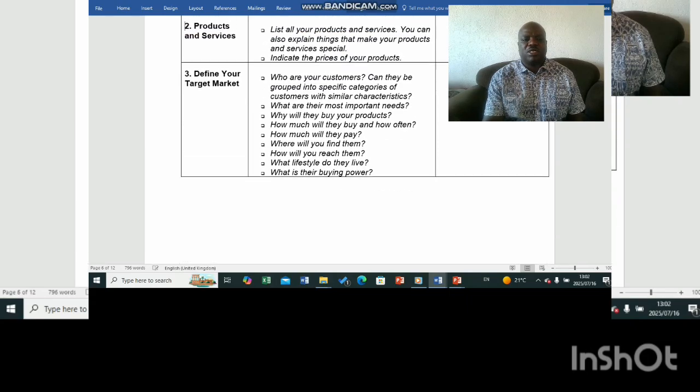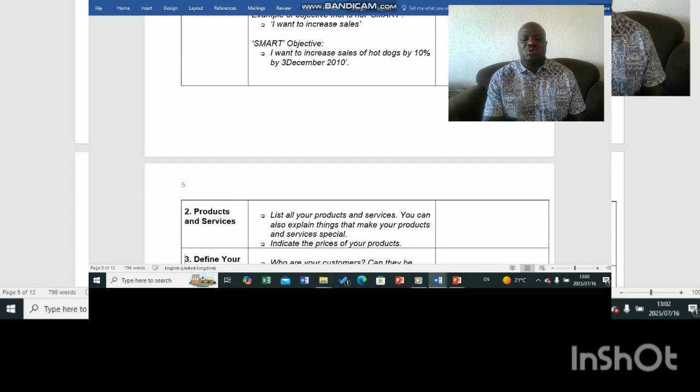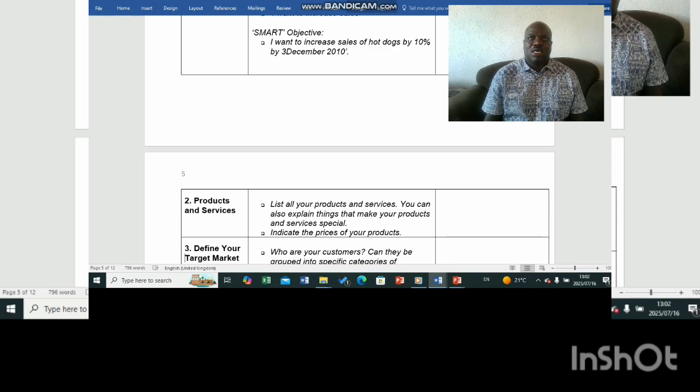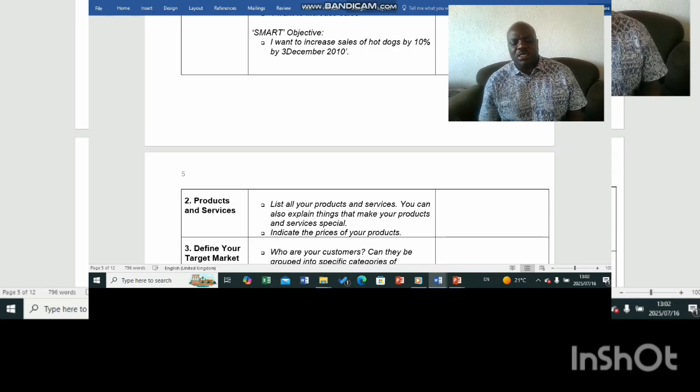It's very specific. Now, you also have to list your products and services. In listing your products and services, it's important to explain the unique selling proposition. What will make you different? What will cause customers to choose you instead of choosing your competitors? You can also indicate the prices at which you sell your products, how much you buy them for, or how much they cost you to make, and how much you gain per product.